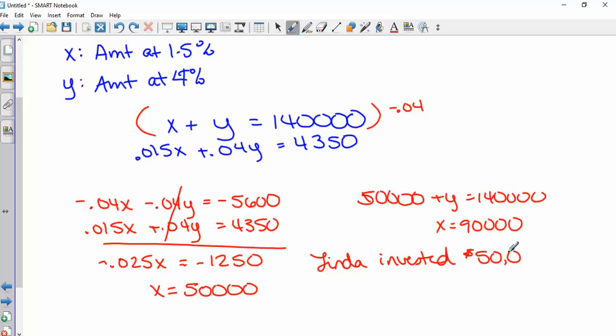And if it's a word problem, I expect a sentence. So Linda invested $50,000 at 1.5% and $90,000 at 4%. What other questions?